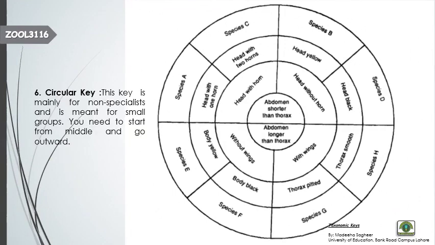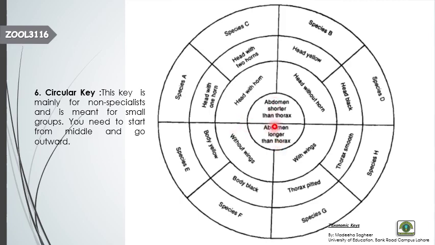Okay, this is another type of the key that is known as the circular key. This key is very easy to read, so it helps the non-specialist especially, and it is also meant for very small groups. With larger groups, this key does not work, and it is not easy to use. To start this key, you have to start from the center of the key.